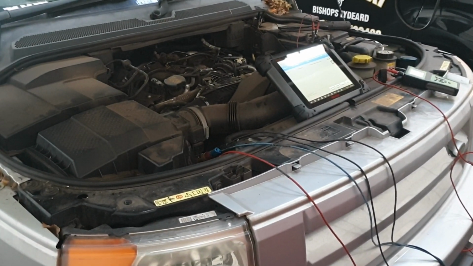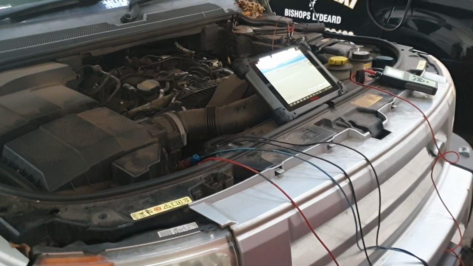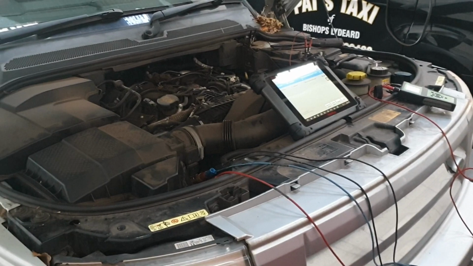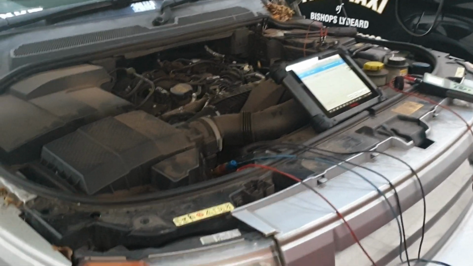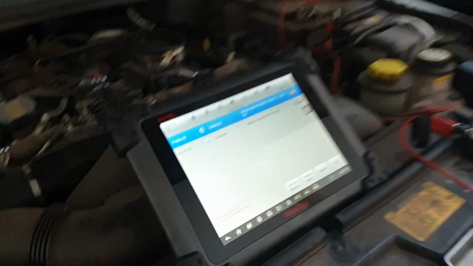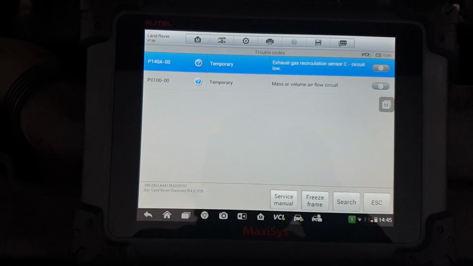Today we have a Land Rover Discovery in the workshop. The customer's complaint is that the vehicle has a lack of power, can't go above 30 miles an hour. There's no engine light, so we've interrogated the engine computer. We have two fault codes, EGR circuit and mass airflow.